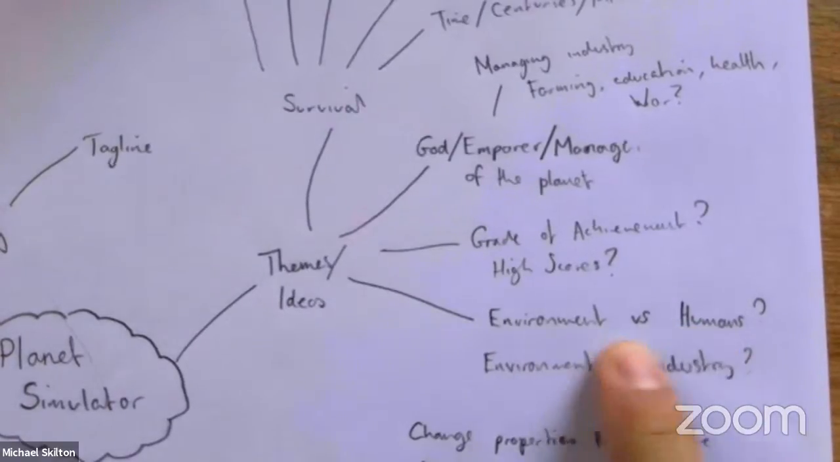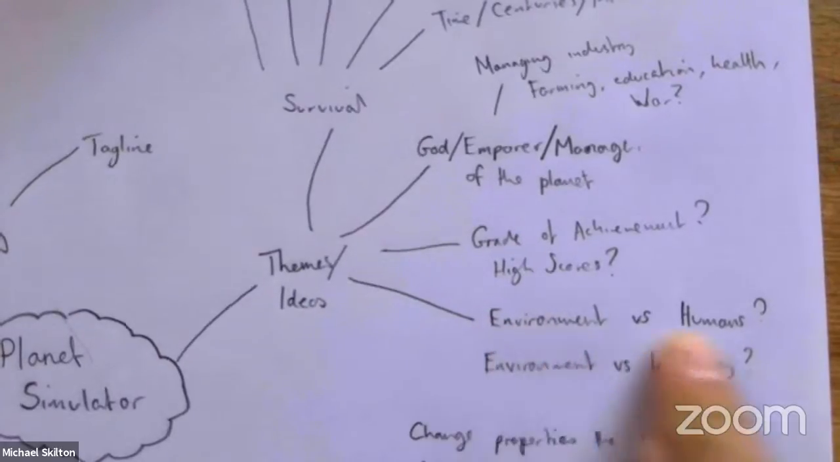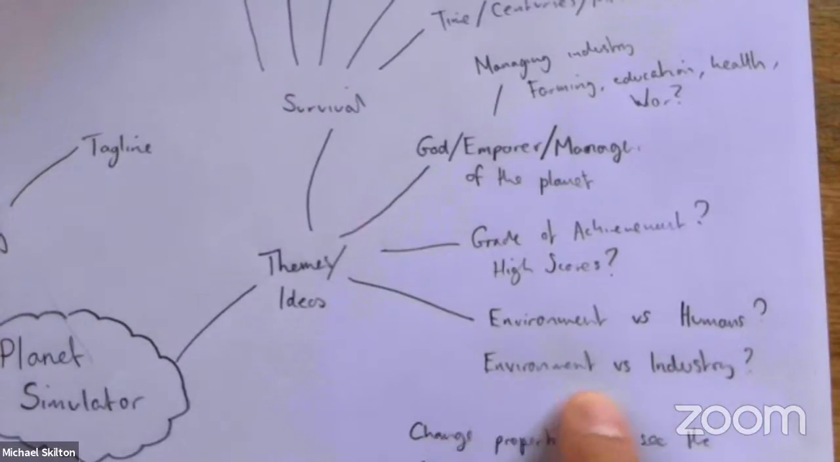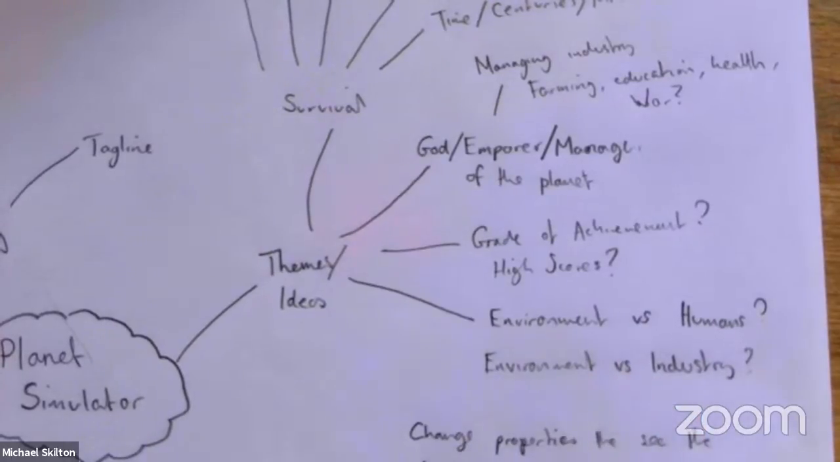Because there is also an argument for the fact that we could help this environment of ours survive if we were to get rid of all the human beings altogether, because we're one of the most dangerous things on this planet. And then we could have the idea of the environment versus big industry as well. Which of these two things should prevail, and what might that look like for your scores?